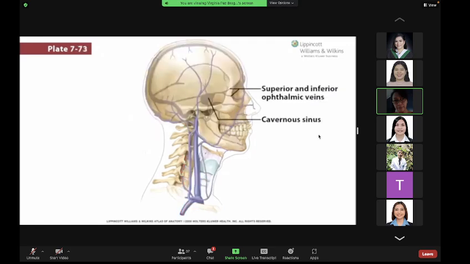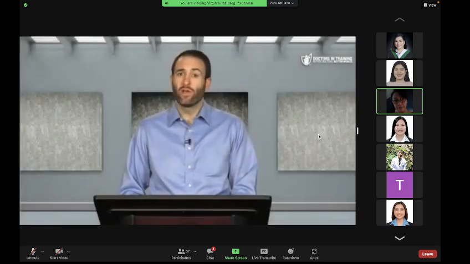The superior and inferior ophthalmic veins, which pass through the superior orbital fissure, drain the orbit directly into the cavernous sinus. The central vein of the retina may drain into one of the ophthalmic veins or drain directly into the cavernous sinus. So that covers the orbit.